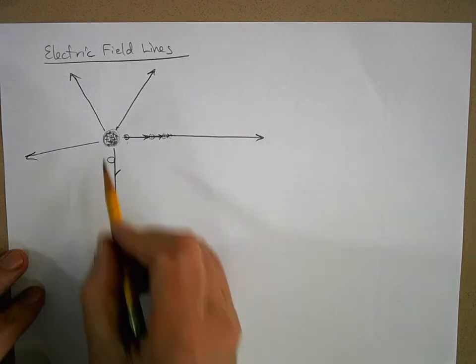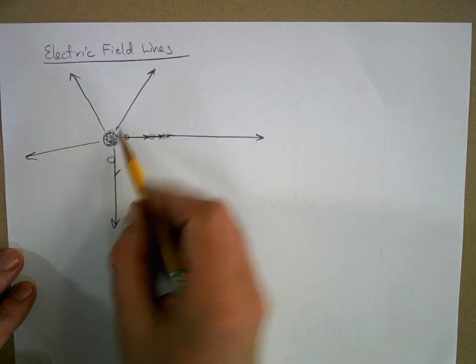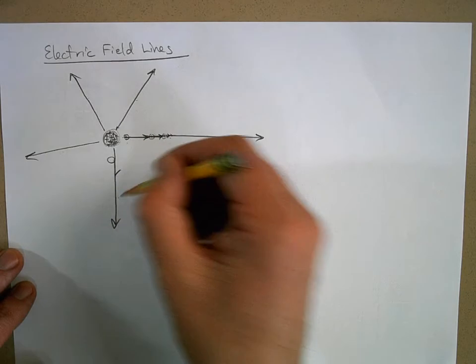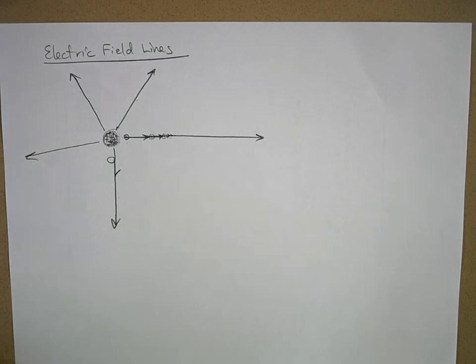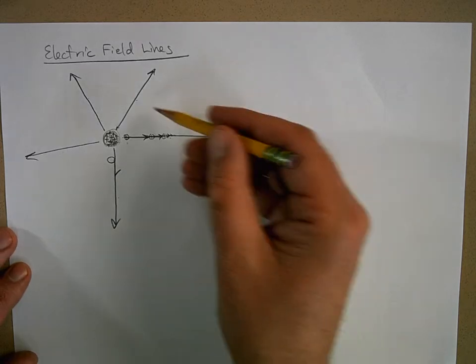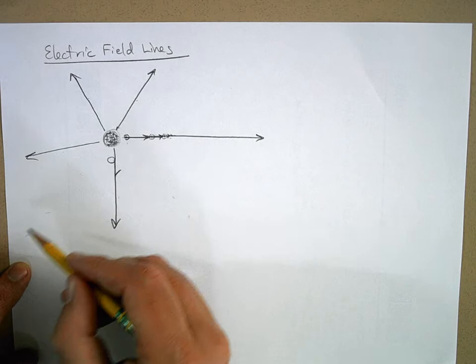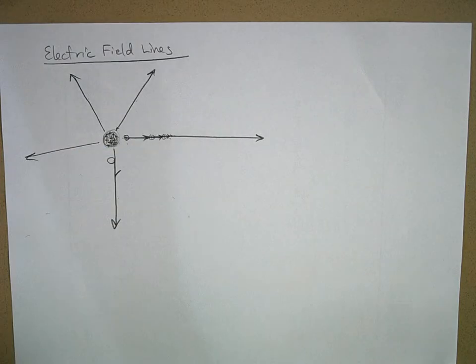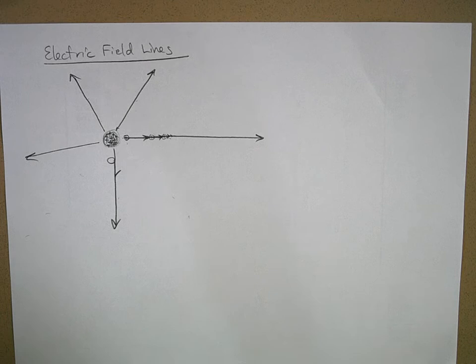For this very simple point charge or spherical charge, no matter where I am, I'm going to get pushed away from that charge if I'm a positive test charge. Makes sense. But also, the field lines give you more information than that. Notice that the farther away I am, the farther apart the field lines are from each other. The farther apart the field lines are from each other, the weaker the electric field is.